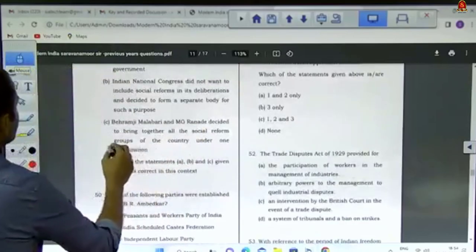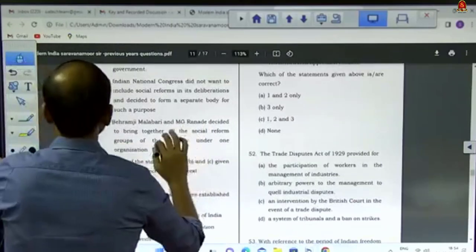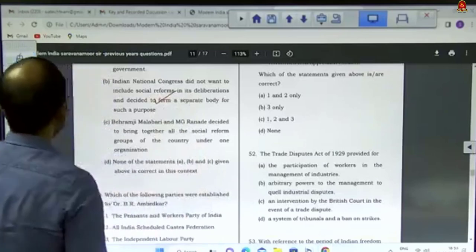B.M. Malabari, M.G. Ranade, to bring together all social reform groups. No, none of these statements is wrong. Thus, the answer is B.